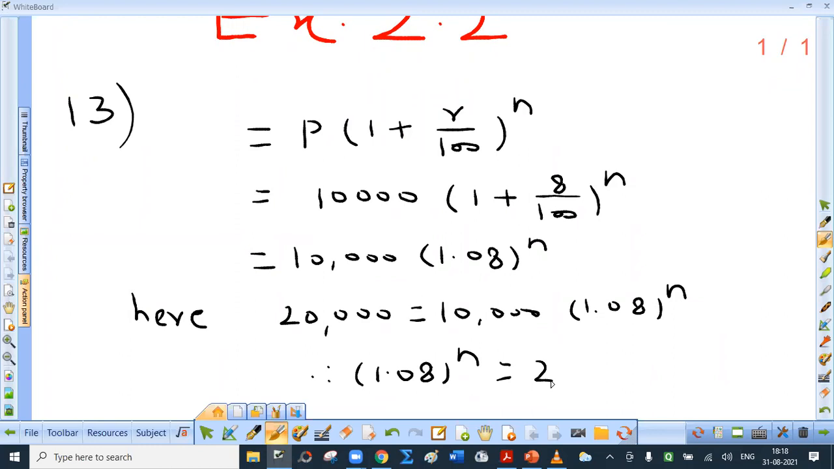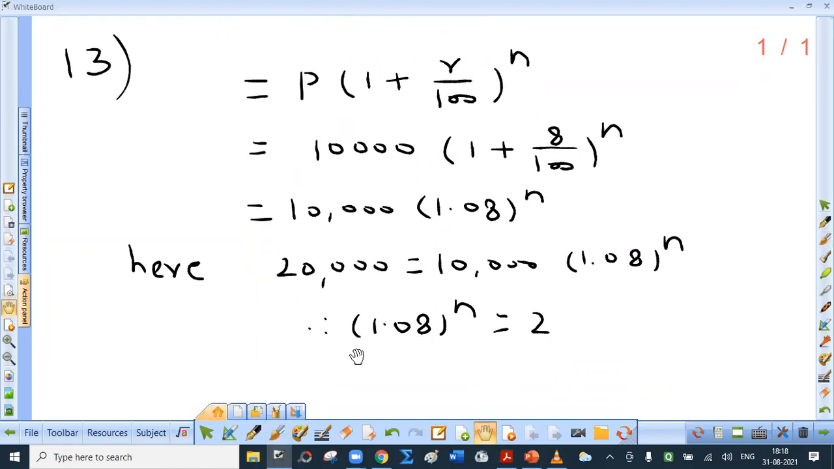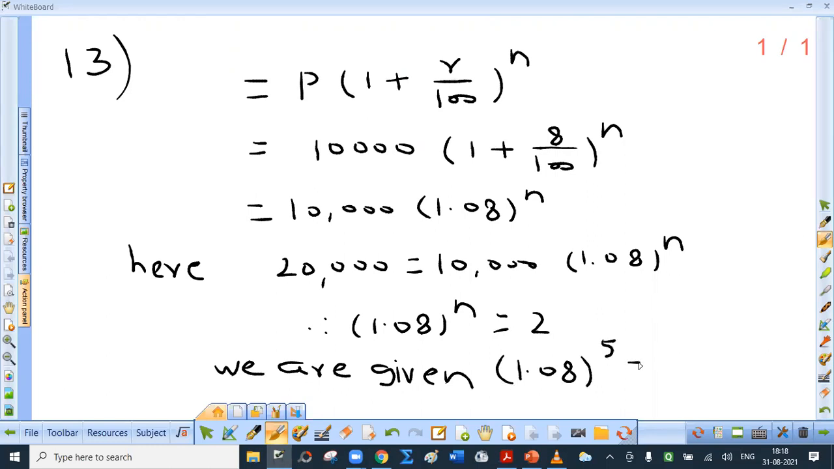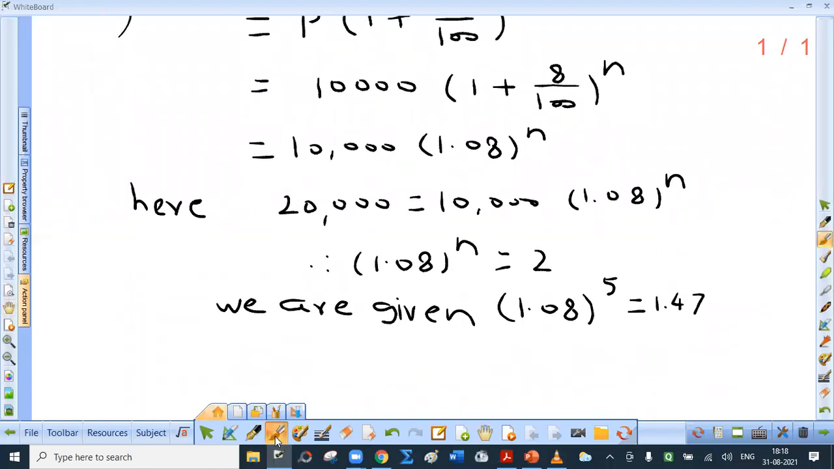Now you have to use common sense. What is given? 1.08 raised to 5 is given. We are given 1.08 raised to 5 is 1.47. Can you tell me what is 1.08 raised to 10? From 1.08 raised to 5, we can find 1.08 raised to 10 only.